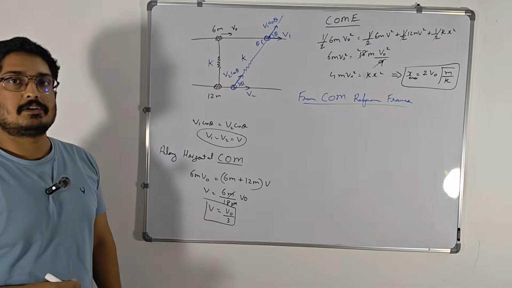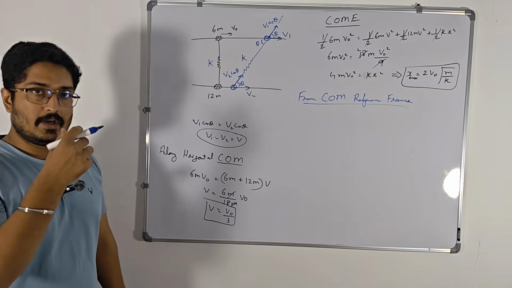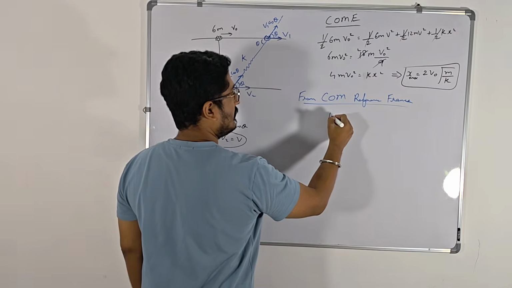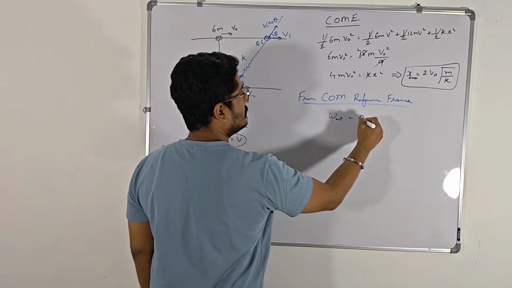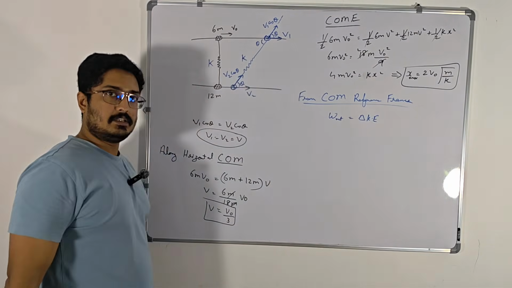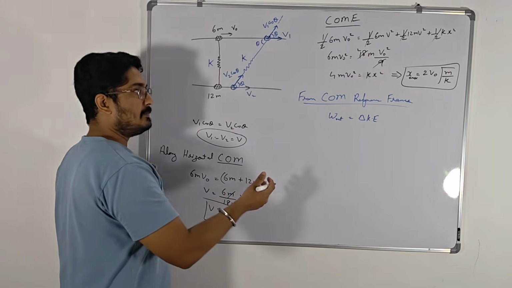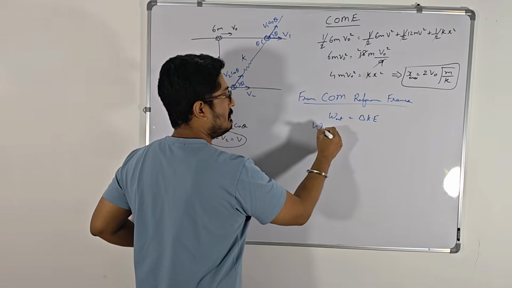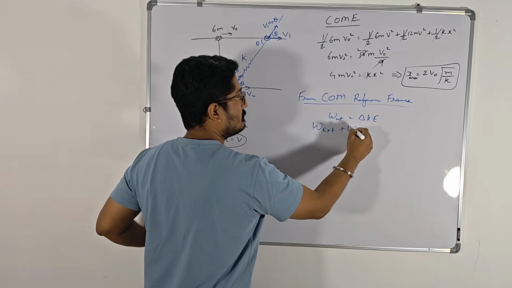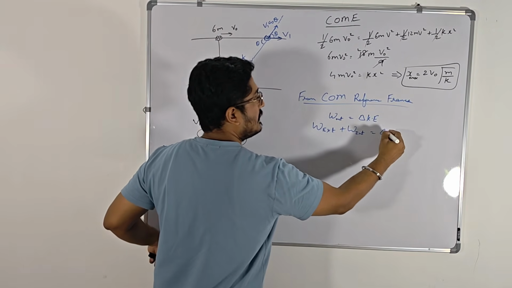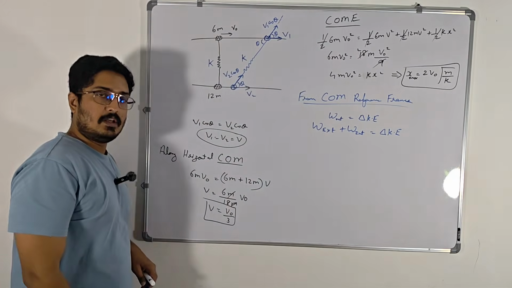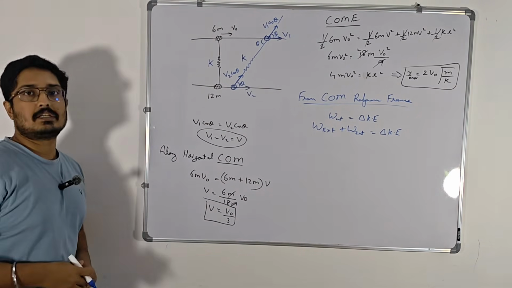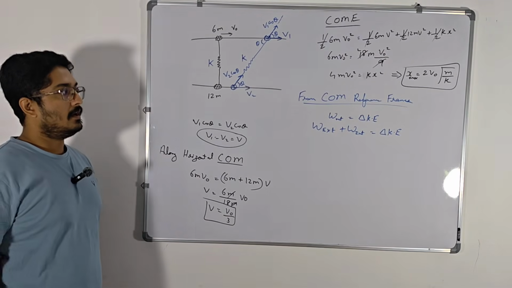So from the center of mass reference frame, we can write down the work energy theorem. The net work done should be equal to the change in kinetic energy. In a modified form, I can write the net work done as being because of two forces: the work done by the external force plus the work done by the internal force, equal to the change in kinetic energy. Remember, I am considering this equation with the center of mass as the reference frame, so you have to be careful.